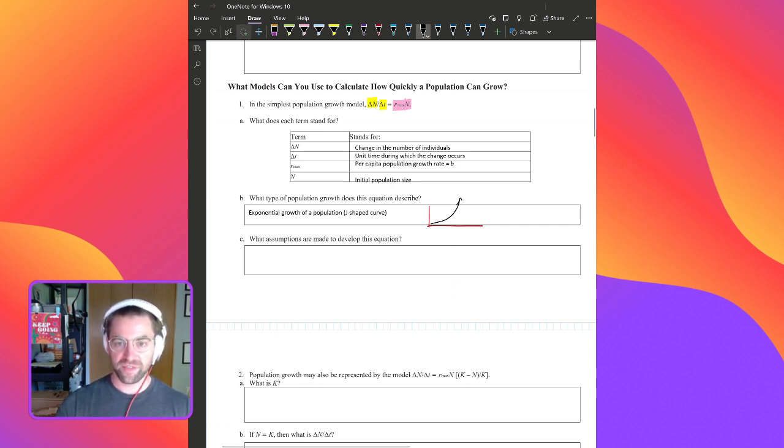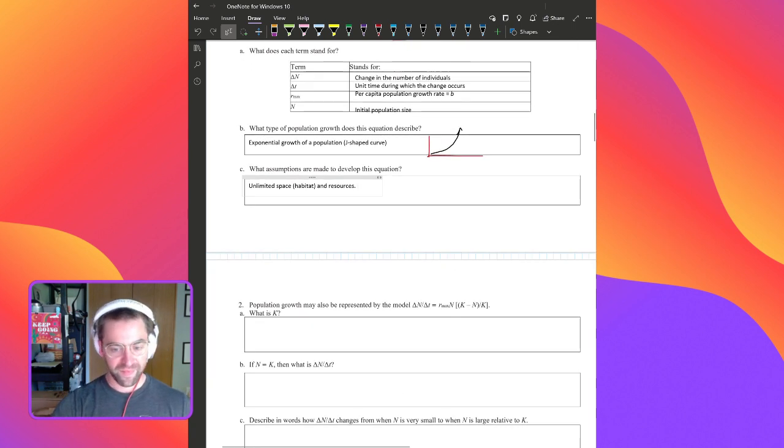So what assumptions are made to develop this equation? We are assuming that we have unlimited space, or habitat, and resources. There's nothing in this formula about carrying capacity, about death rates, about other factors that would limit growth. Assuming unlimited space and unlimited resources, this population will continue to grow into infinity.